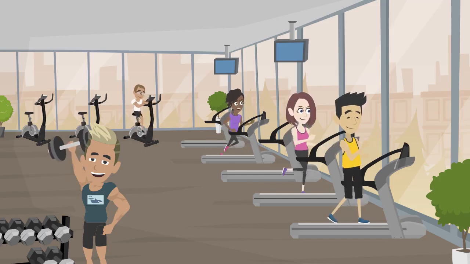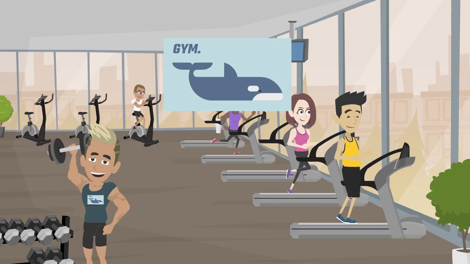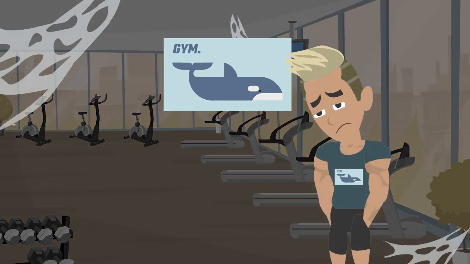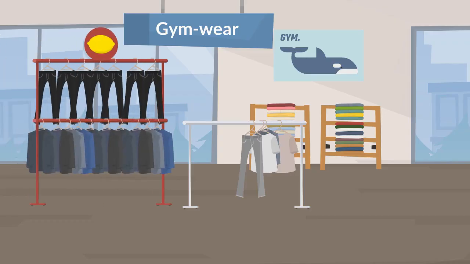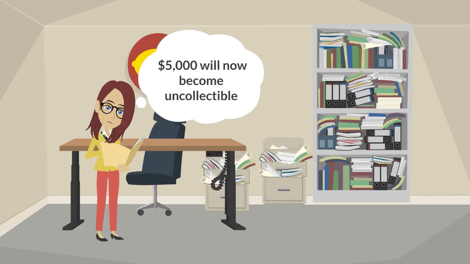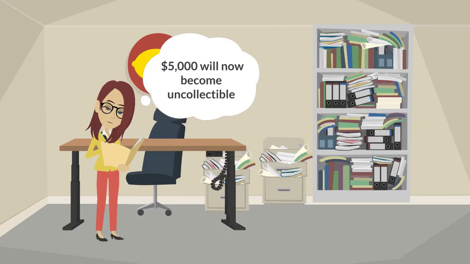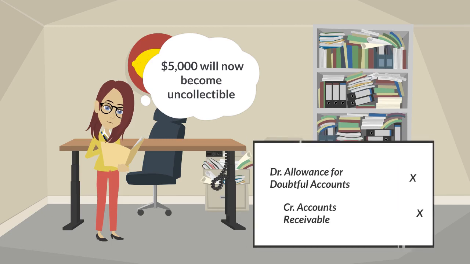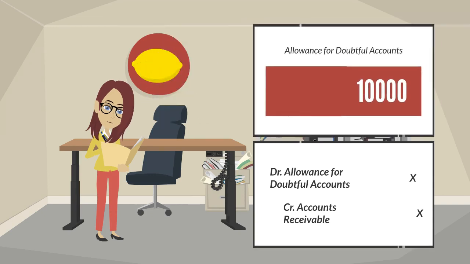One of Lily Lime's B2B customers, Jim Whale, goes bankrupt and is not able to pay for the clothes they purchased on account last month. Lily Lime determines that $5,000 will now become uncollectible and writes off the $5,000 accounts receivable in the following journal transaction. Note that Lily Lime has $10,000 remaining in their allowance for doubtful accounts.